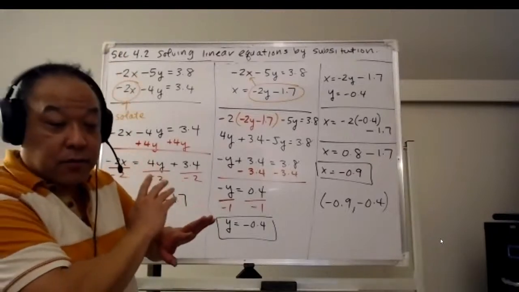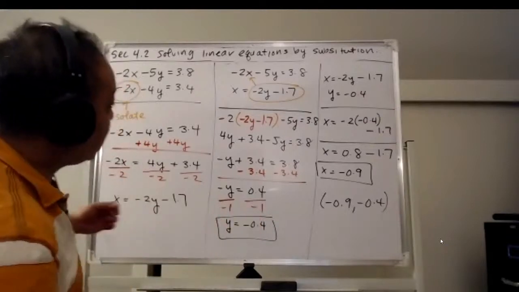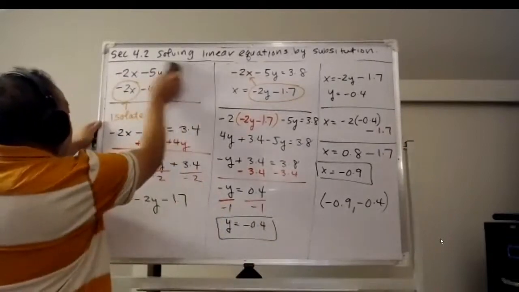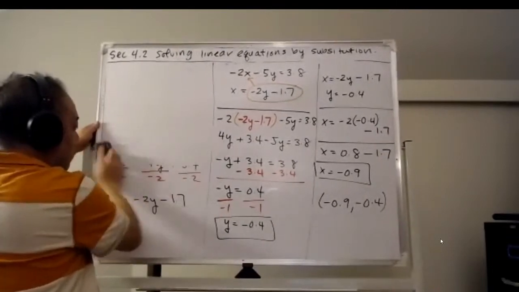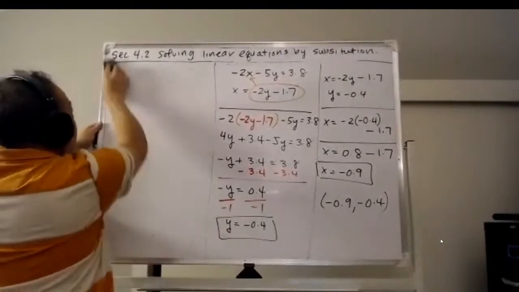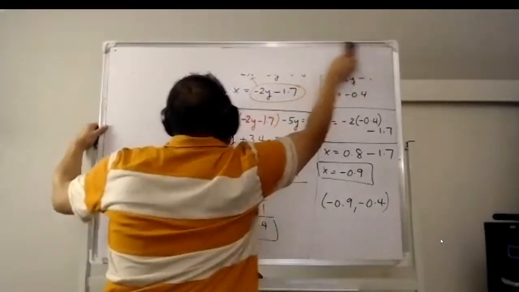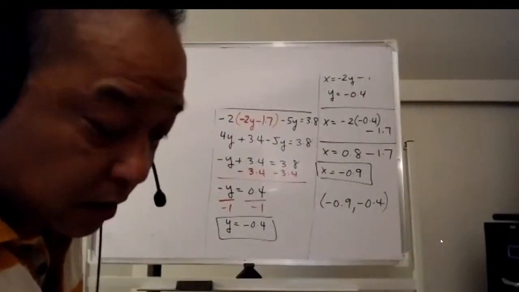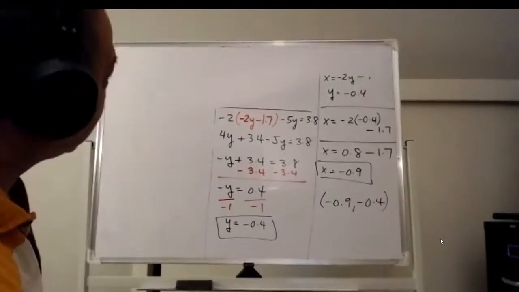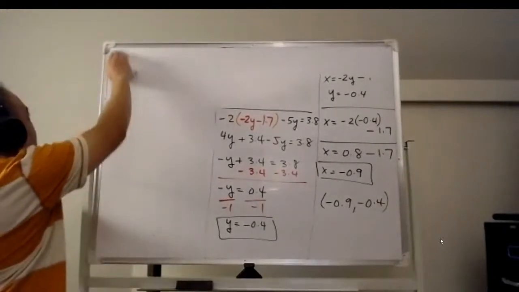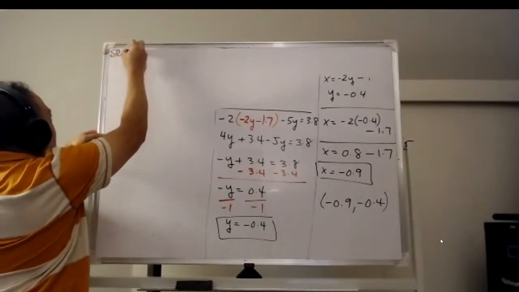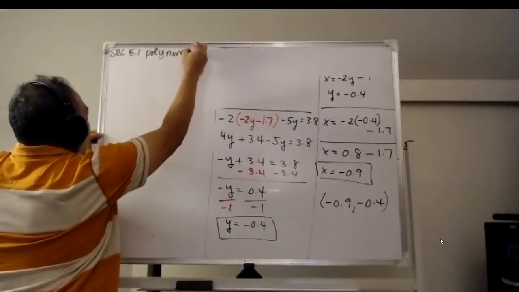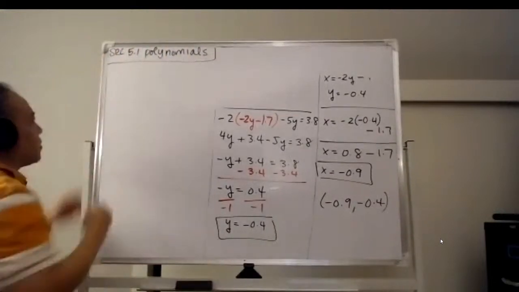4.2, we are now done. So let's start thinking about 5.1. Okay, so let's erase this. We're going to jump around. Polynomials.